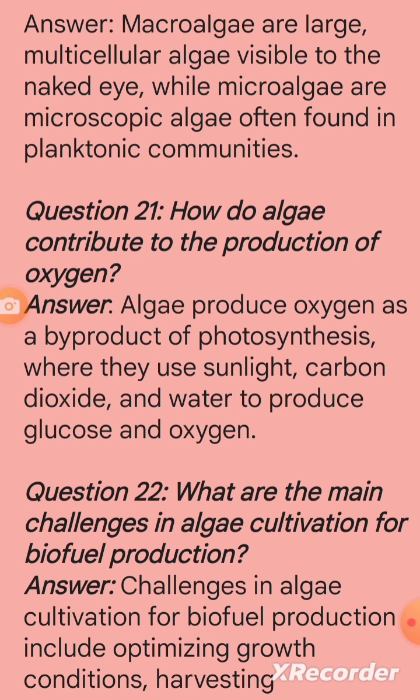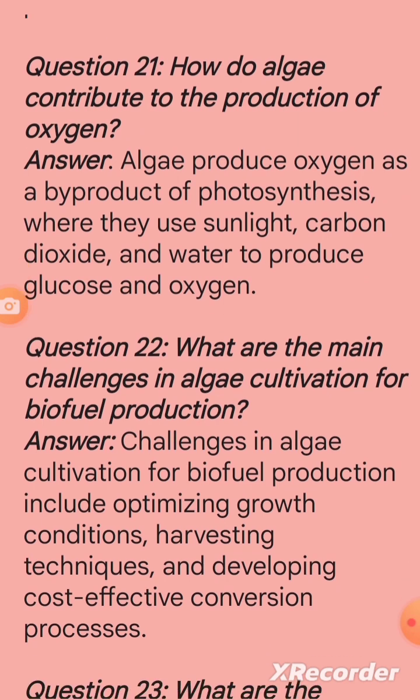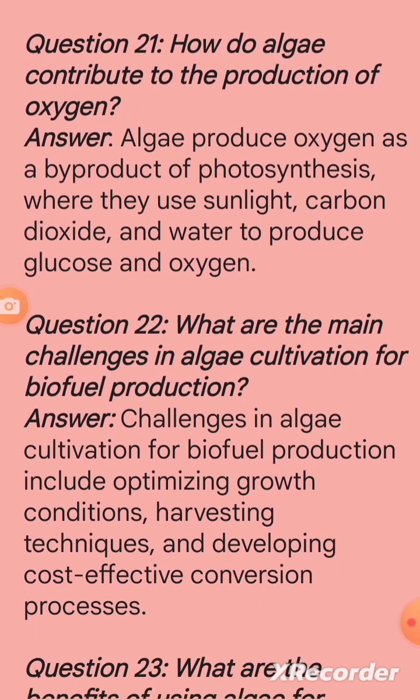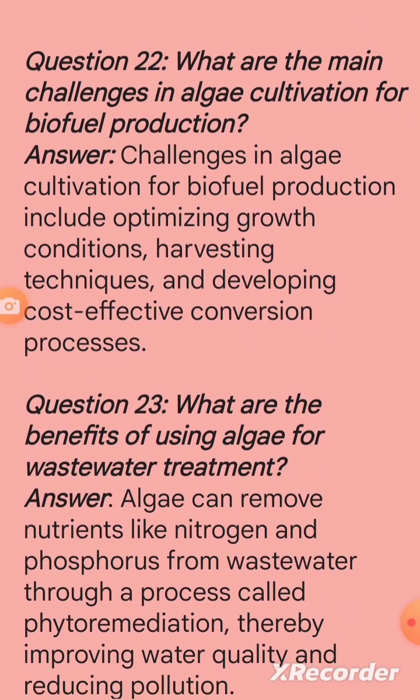Answer. Algae produce oxygen as a byproduct of photosynthesis, where they use sunlight, carbon dioxide, and water to produce glucose and oxygen. Question 22. What are the main challenges in algae cultivation for biofuel production?